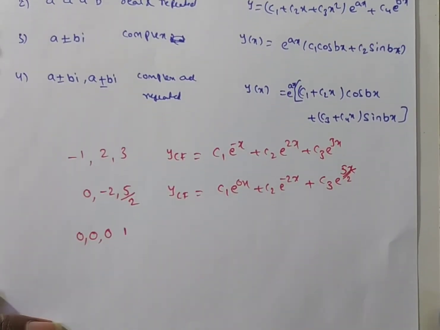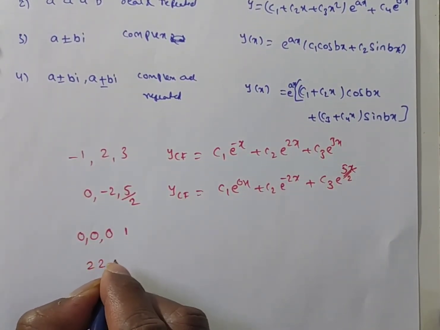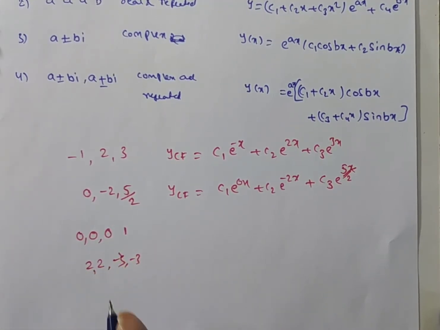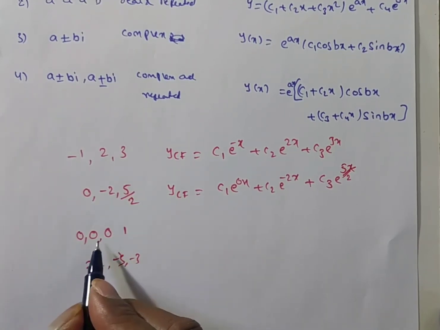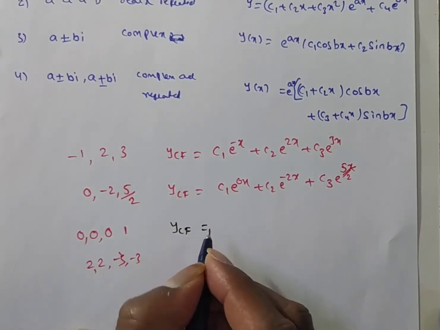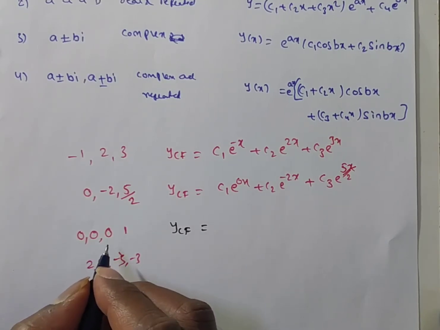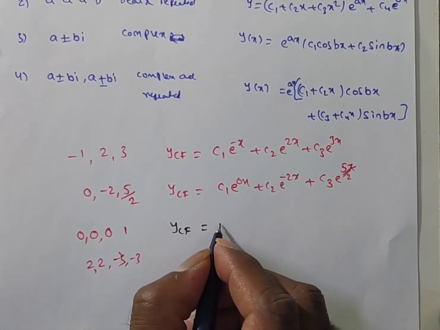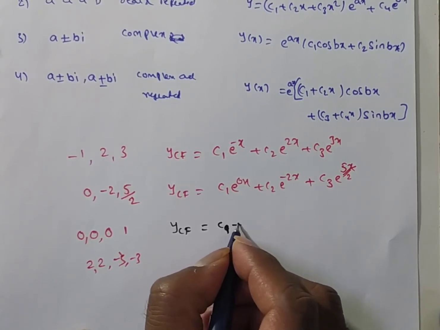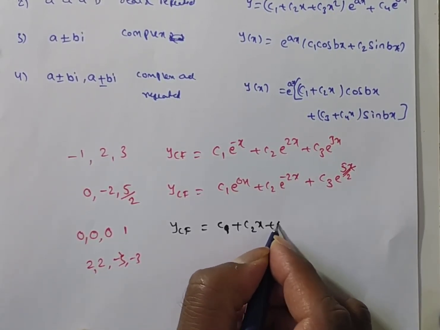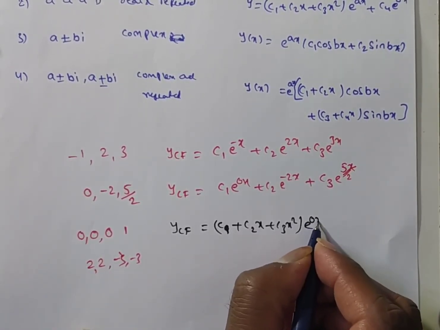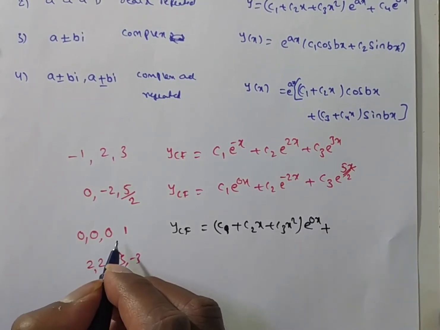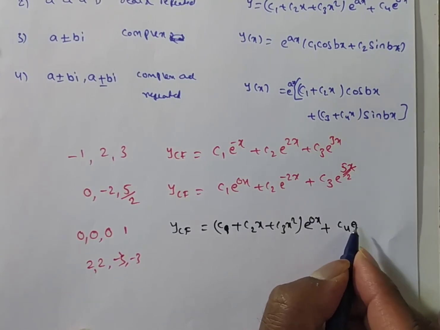Sometimes you see roots like 0, 0, 0, 1. Here in this case, 4 roots are there, and 0 is repeated 3 times. In this case, how to write? You see, first I am writing this one. YCF is equal to, in this case, 0 is repeated. How many times? 3 times. So you have to write a polynomial expression, that is, let it be c1 + c2x + c3x^2, into e to the power of, which is repeated? 0. So e^(0x) plus, which is non-repeated here? You have only 1, that is the 4th one. So c4 into e^(1x).